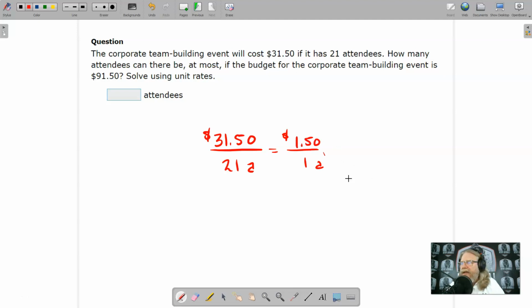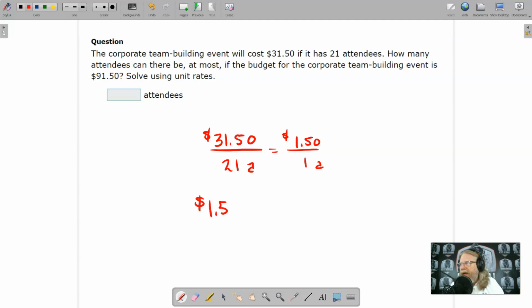Now the thing about IXL, they give you a money question, and even though 1.5 is the same as 1.50, if the answer is dollars, be sure to put that other 0 on the end, otherwise they'll count it wrong. $1.5 on IXL is different than $1.50. All right, so I got a unit rate of $1.50.